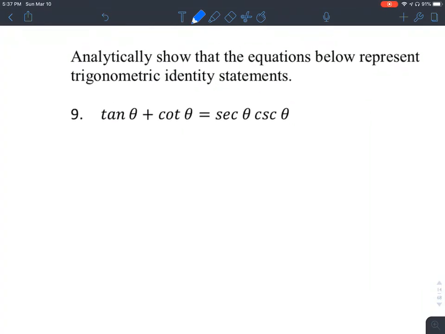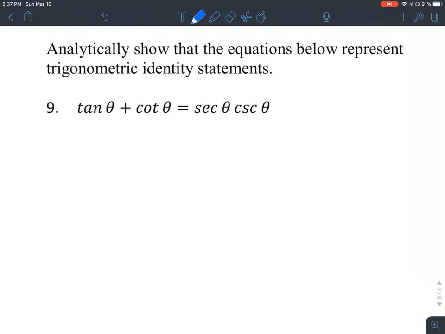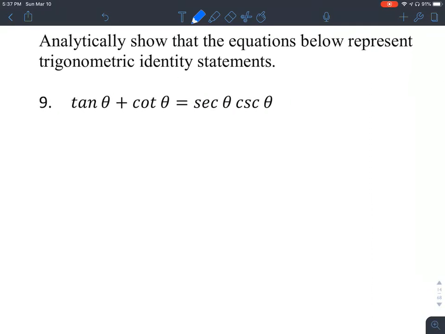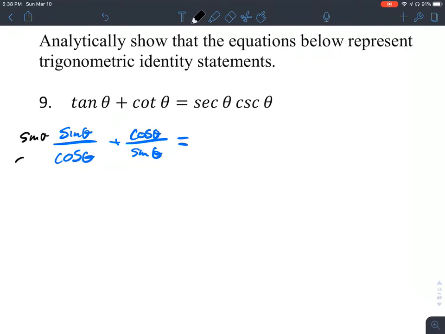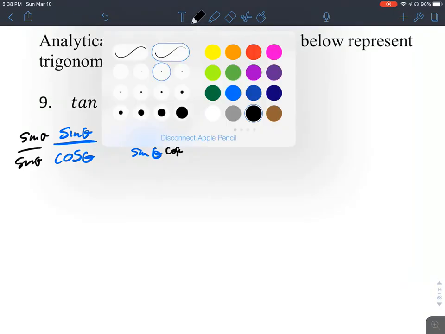Two more. Same directions. Tangent plus cotangent should be secant times cosecant. All right, so let's change tangent and cotangent to sine and cosine. Let's get common denominators and multiply this one by sine over sine, which is the same as 1. Going to multiply this one by cosine over cosine, which is the same as 1.